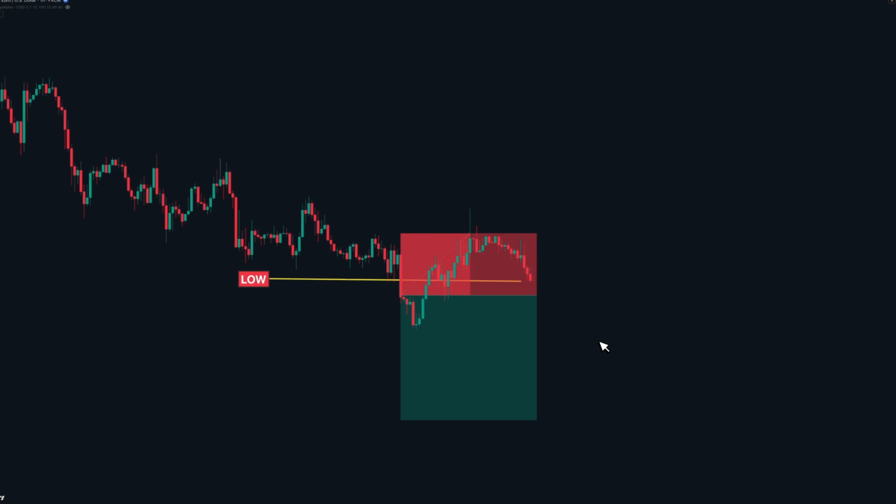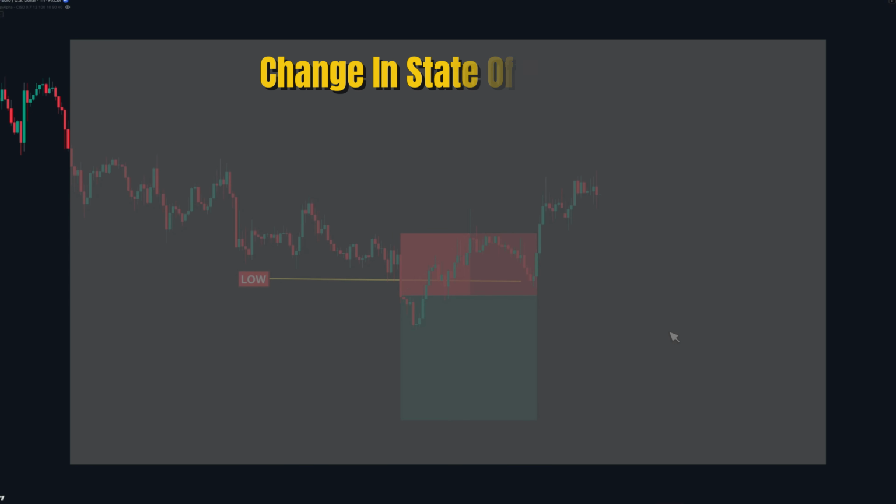That's exactly what the change in state of delivery, or CISD, helps you see. It doesn't predict moves, it shows you when the market stops doing what it was doing. Change in state of delivery simply means failure to continue.